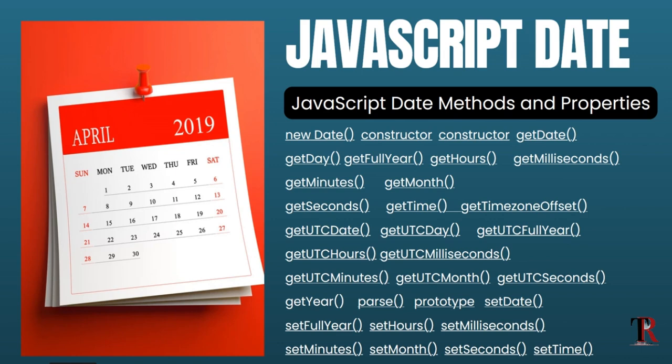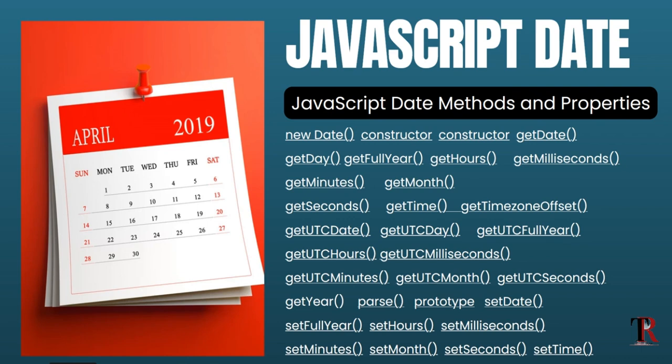And we also have some other ones like the getTimezoneOffset method. We have the getUTCMilliseconds. We have the parse, and then some of the set date methods: setHours, setMilliseconds, setMinutes, setMonth, setSeconds, and setTime.